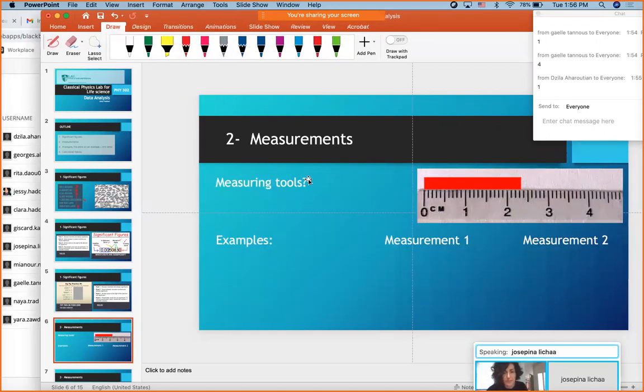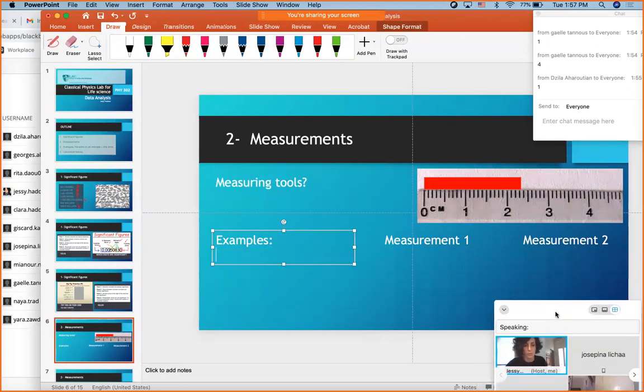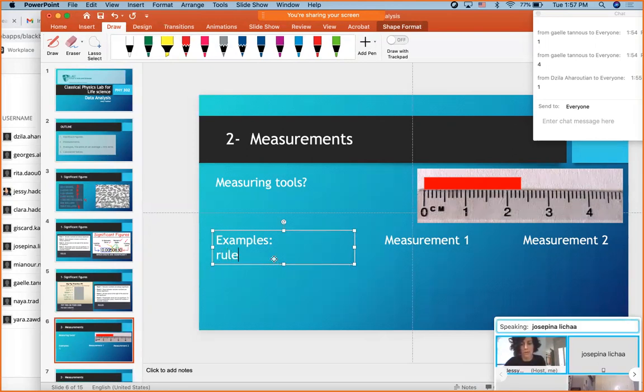Josephina, right? Yes. Okay. I want you to tell me, this morning, I'm sure you used some measuring tools. Can you give me some examples of measuring tools you used this morning? Ruler. Okay, you did use a ruler this morning. Okay, what else? That's it?